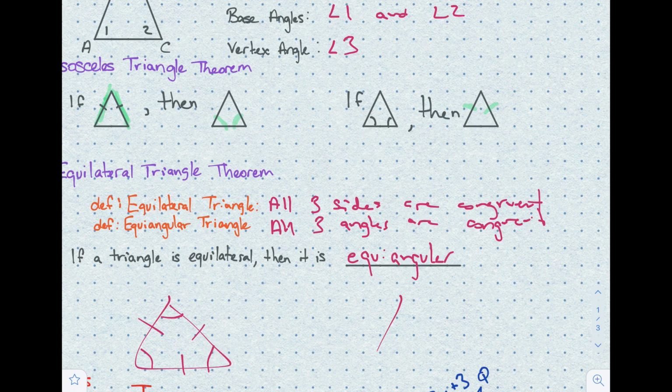And again, we can reverse this. The opposite is also true. If we start with all three angles the same, then all three sides are also the same. So ultimately, the key takeaway in triangles: if sides are congruent, the angles opposite them are also congruent, and vice versa.